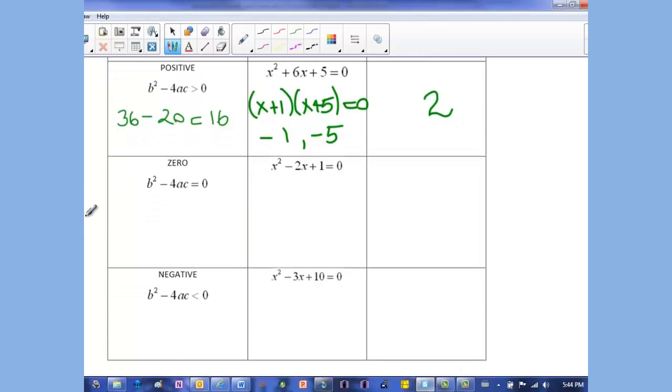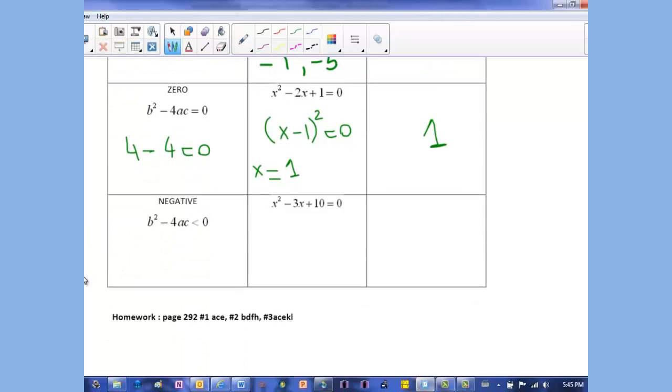What happens when the discriminant is 0? Well, I can notice from this example that I do have a perfect square, which is x minus 1 squared equals 0. In this case, I only have one root, or one possible solution, which is x equals 1. So, when the discriminant is 0, I only have one possible root. Let's check. Well, b squared is 4, minus 4ac, which is 4. It is definitely 0.